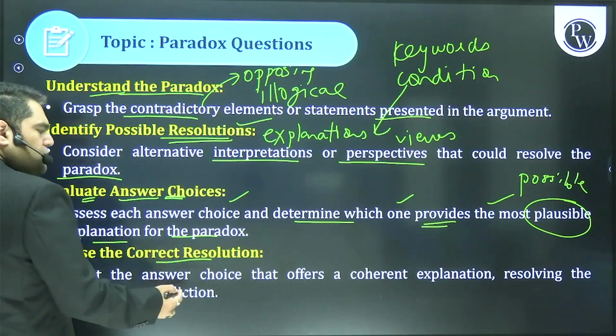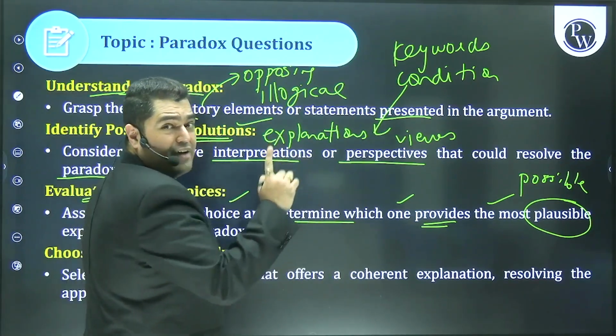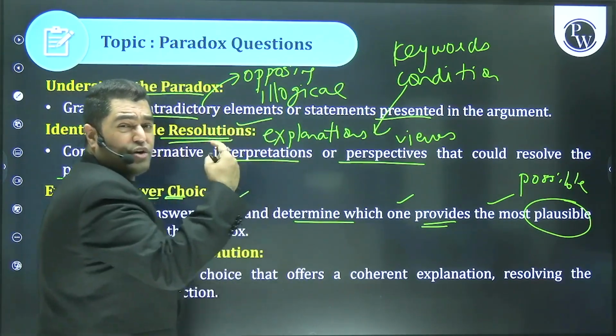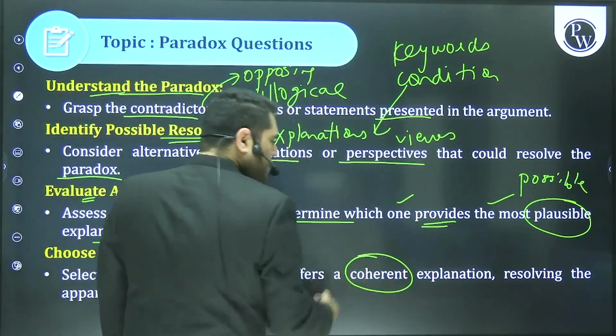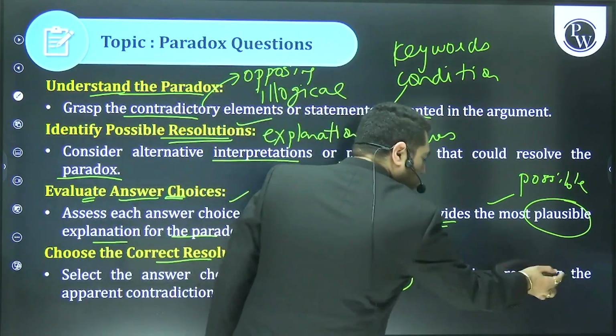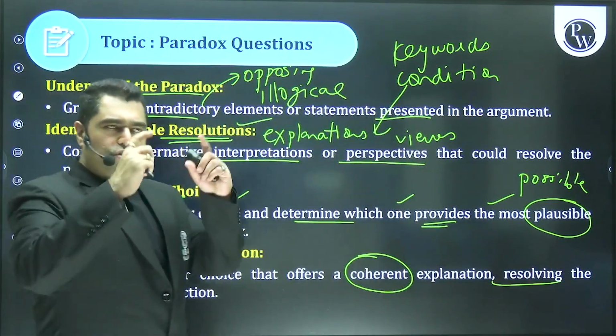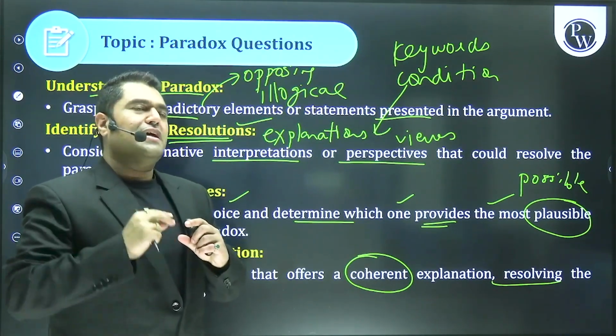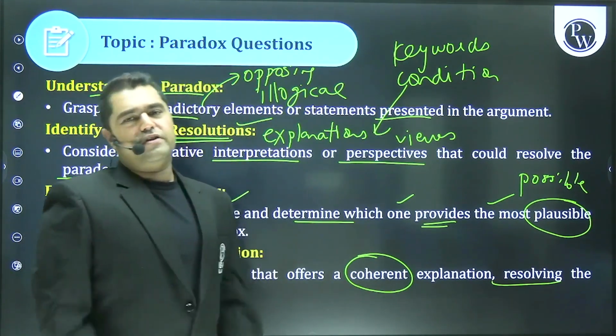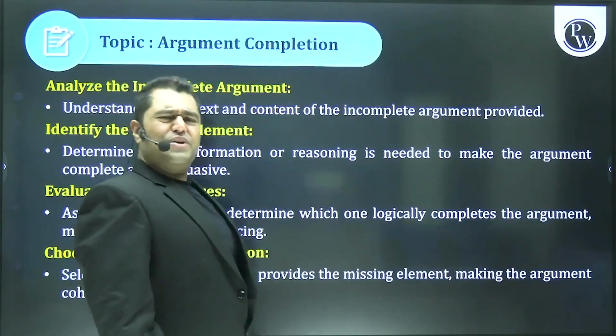So select the answer choice that offers a coherent explanation which resolves the paradox. Why have I given the theory? So that you are constantly checking with yourself, like a checklist. Basis the keywords, basis the logic, this is the missing jigsaw puzzle that will perfectly help resolve it. You have to do that, so it's easy.